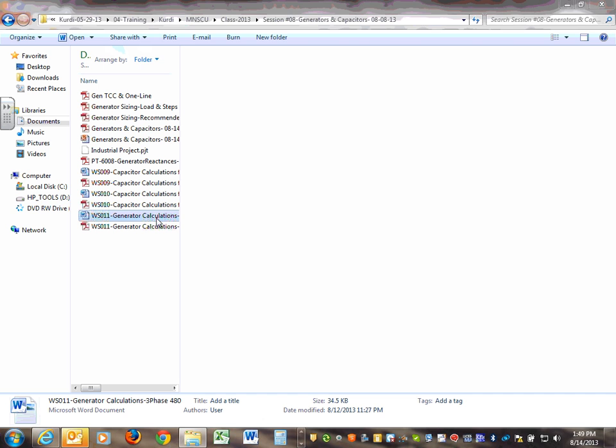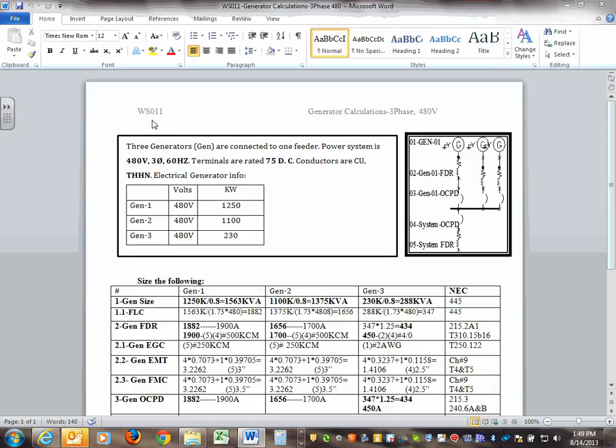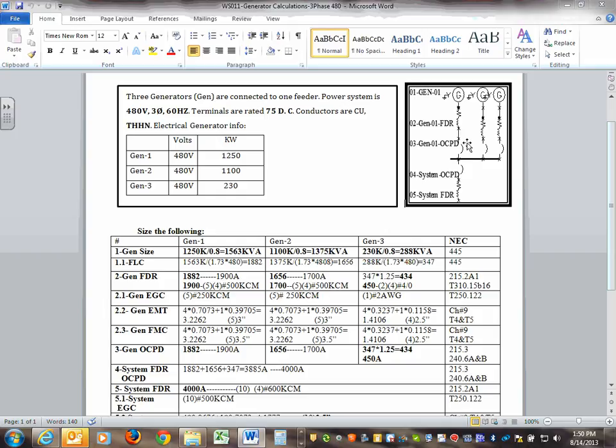Where is it? Right here. Okay, so I did two calculations for the generators, and I would like you guys to look at them. I have the same system that you're looking at. Now, remember that 1250 kW that we sized, this should look like worksheet 11, which says generator calculation three phase. Way at the end, I think, there's three of them, and one of them should say WS011, worksheet 11, generator calculation. Okay, so I have three generators. All of them are 480 V, one of them is 1250, one is 11, and the other one is 230. Typically, you wouldn't do something like this, but you could. If you're paralleling generators, we like to see them all the same size. But I picked three different loads just for the sizing purposes.